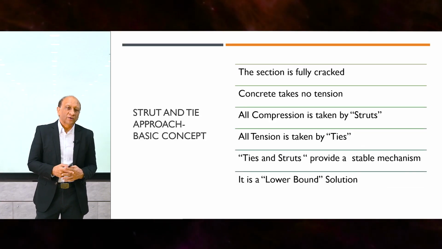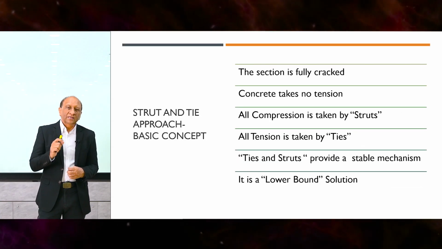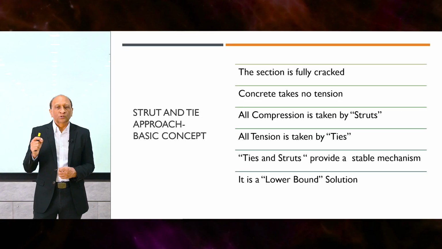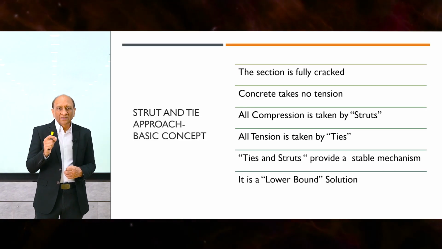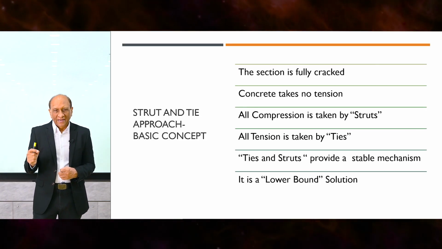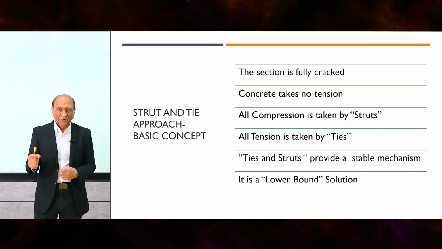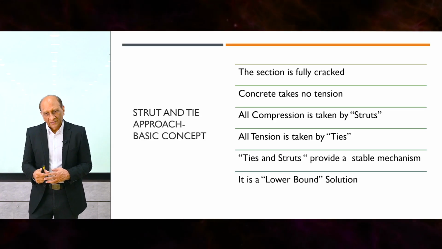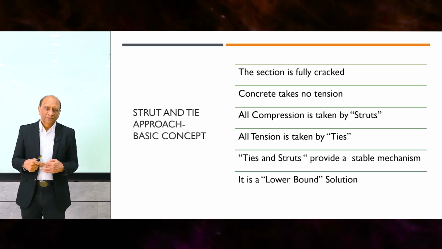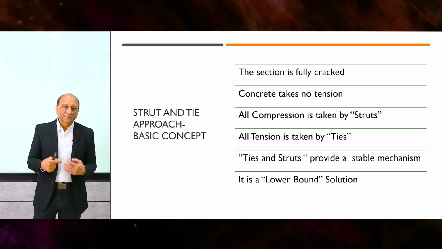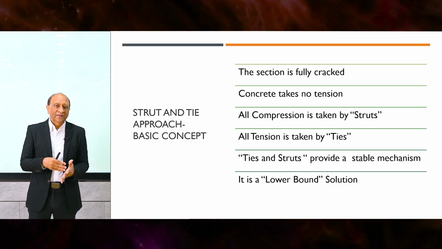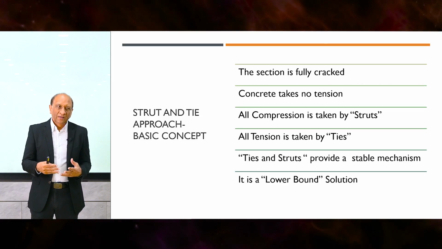So in the application of the strut and tie approach, the section is assumed to be fully cracked. That means we are assuming that concrete takes no tension. All tension is taken by ties, and all compression is taken by struts. And ties and struts provide a stable mechanism, and it's a lower bound solution. Why is it a lower bound solution? It's a safe solution because we are ignoring all of the tension carried by concrete, which is substantial.